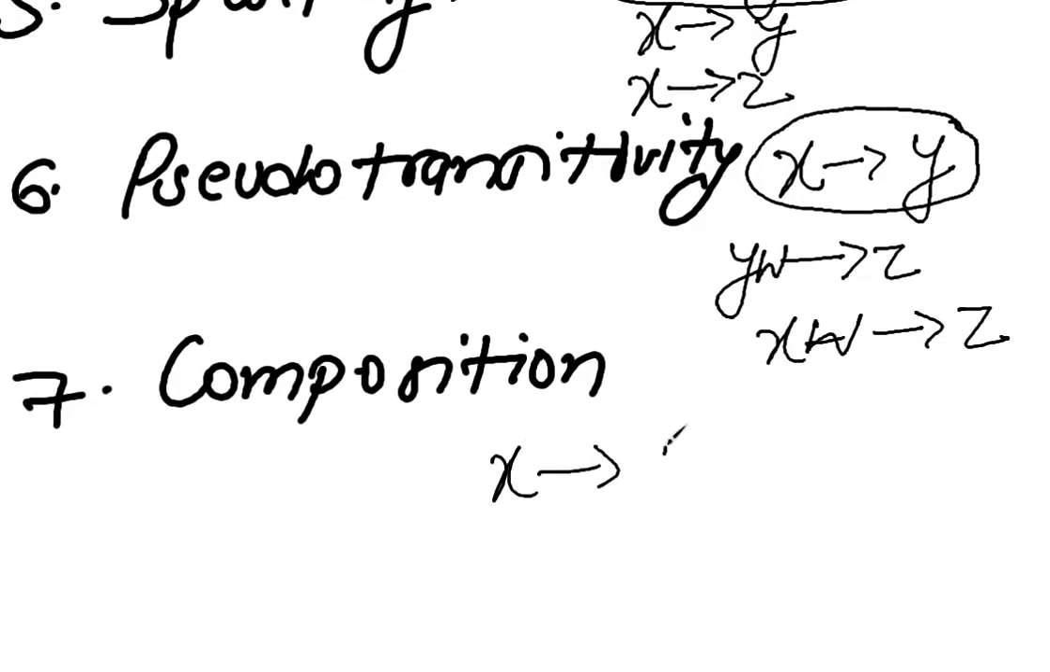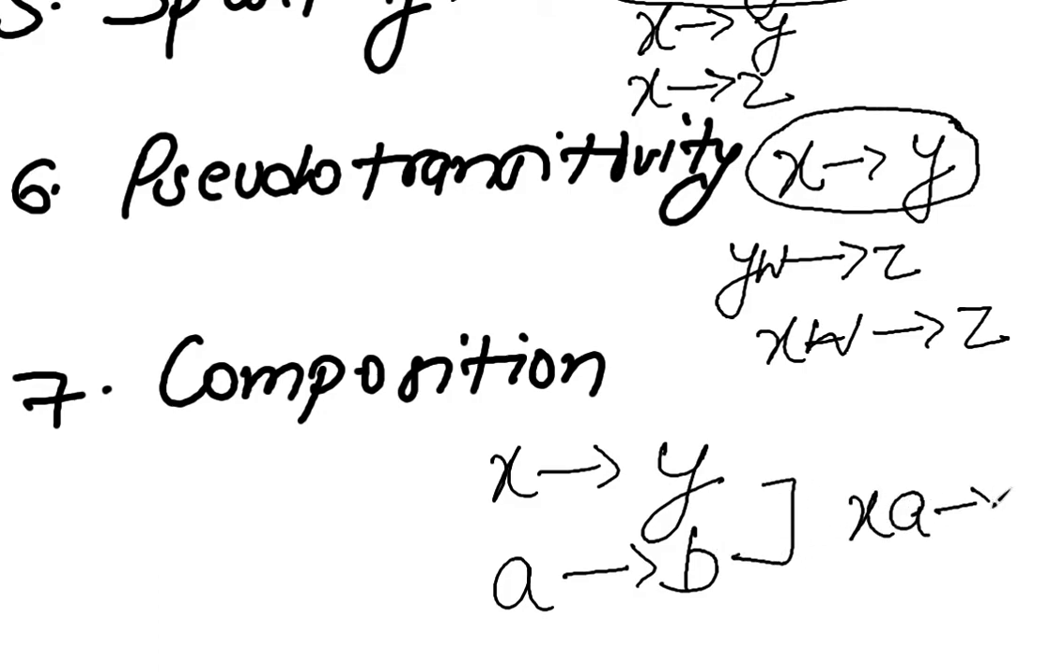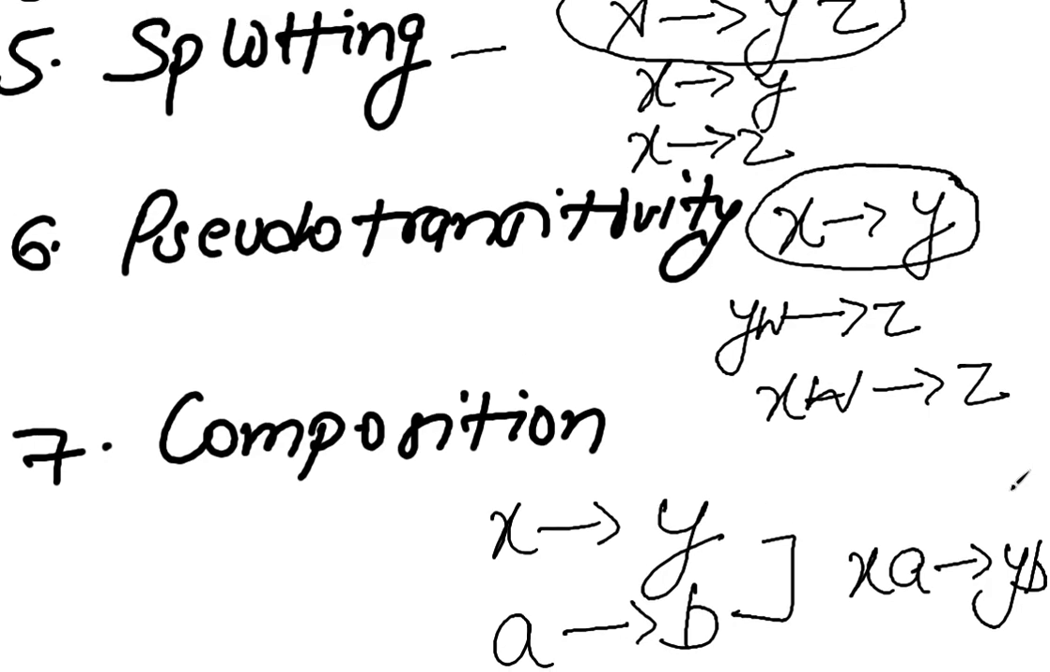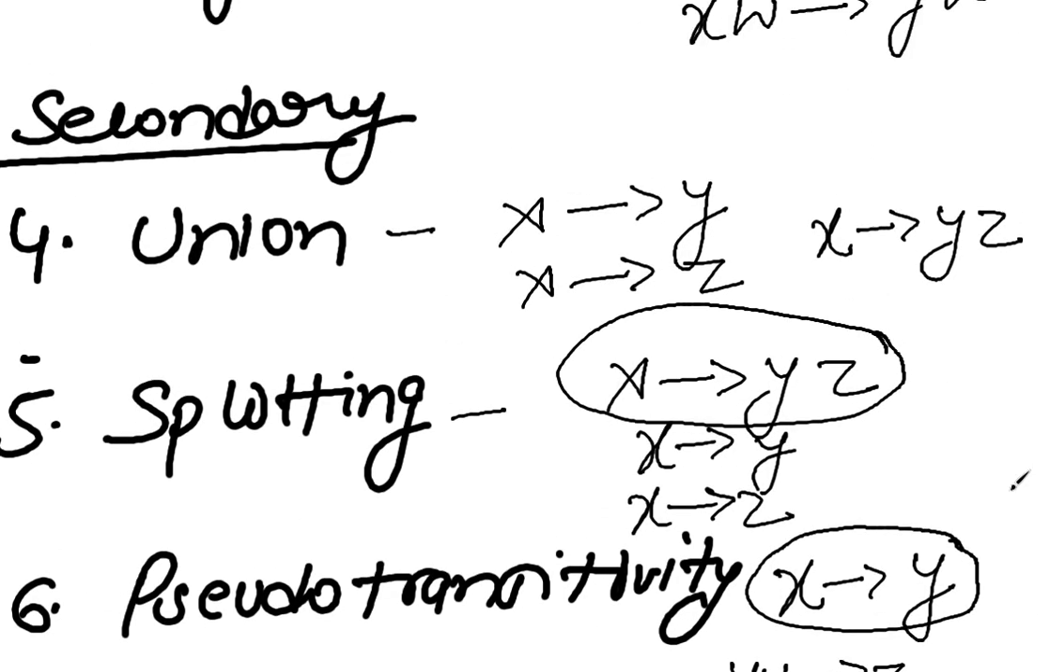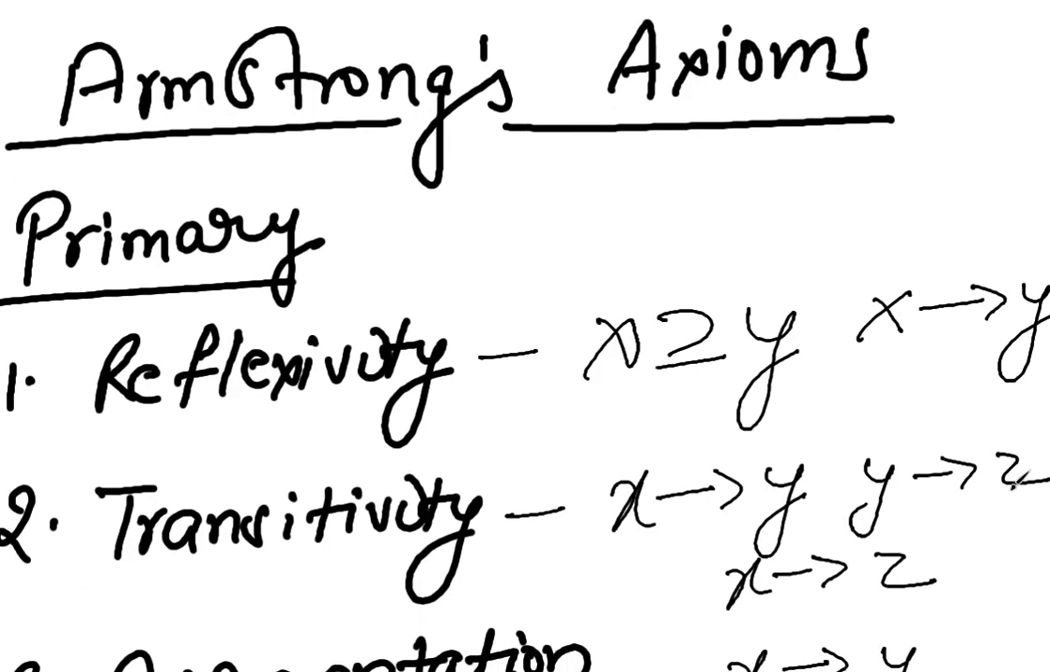When x determines y and suppose there is another functional dependency a determines b, then we can combine both, then xa determines yb. So these are all 7 axioms.